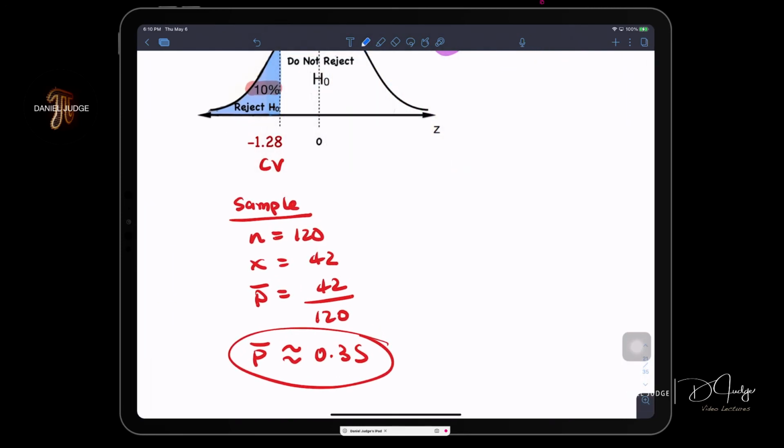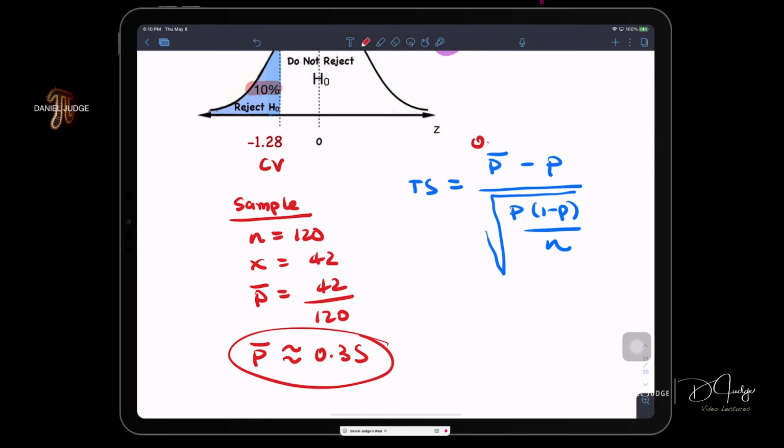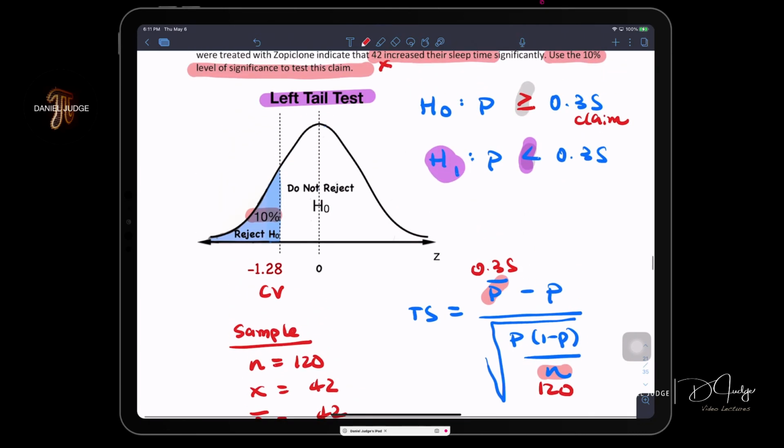And after we take the sample, we compute the test statistic: sample proportion minus the true proportion, over the square root of P times 1 minus P over N. The sample proportion here is 35%. This comes from the sample. The sample size is 120. Okay, good. We just have to know what P is.